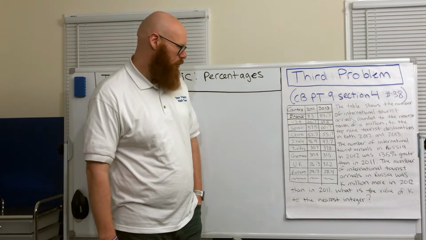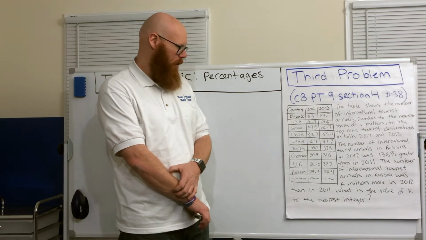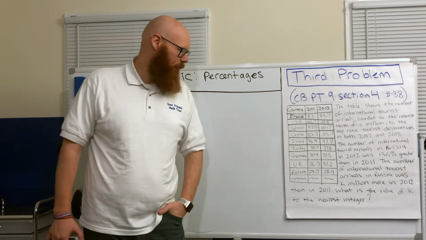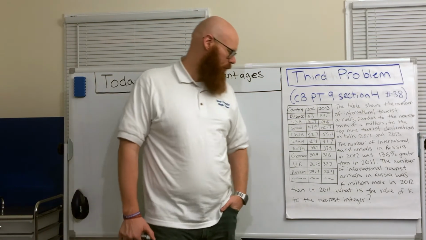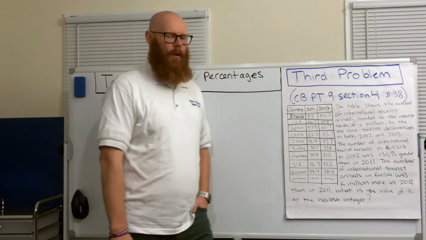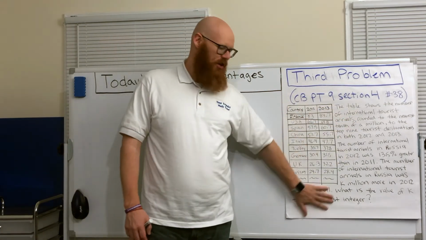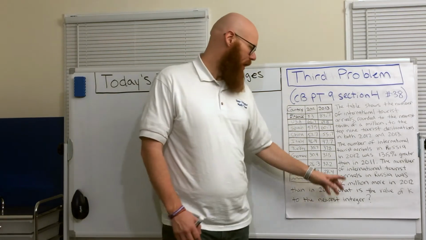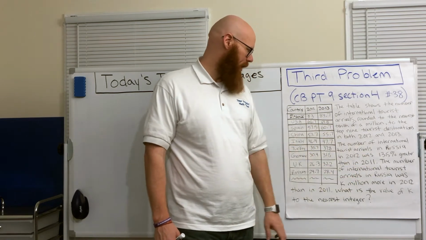The number of international tourist arrivals in Russia in 2012 was 13.5% greater than in 2011. The number of international tourist arrivals in Russia was K million more in 2012 than in 2011. What is the value of K to the nearest integer? Oh wow, that's a lot, right? So the reality is much of this is just trying to distract you. All we really care about is that 2012 was 13.5% greater than 2011.